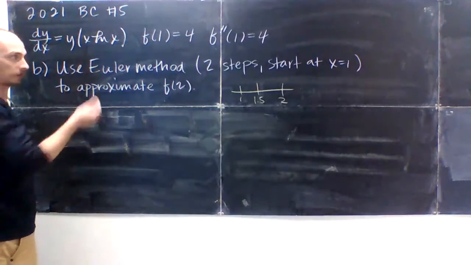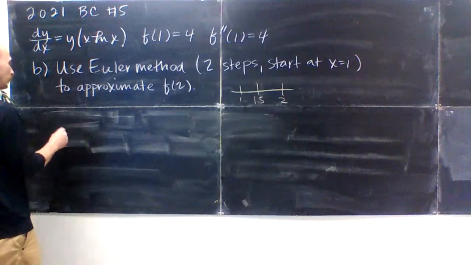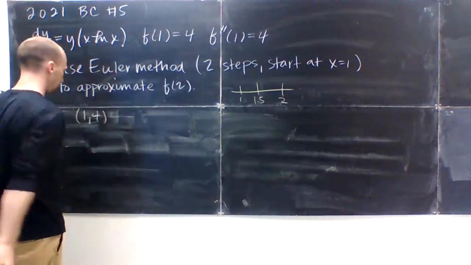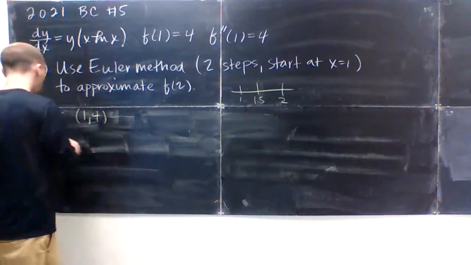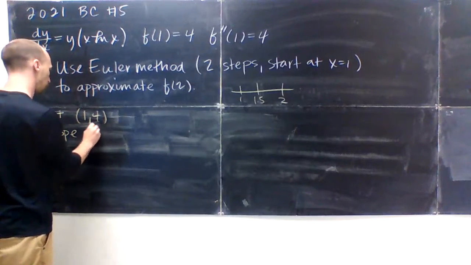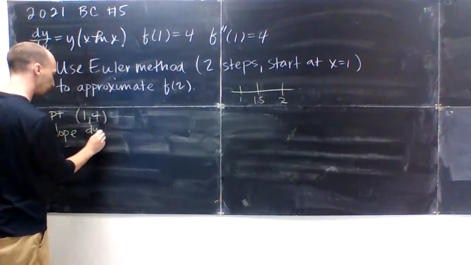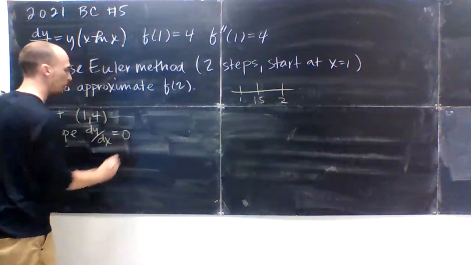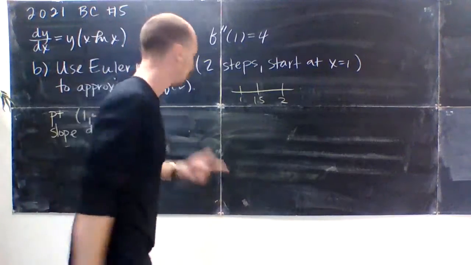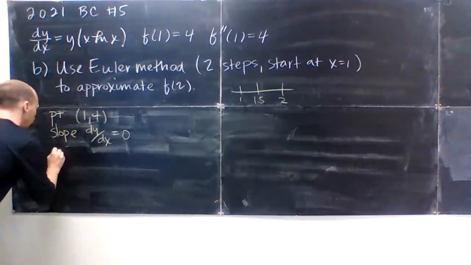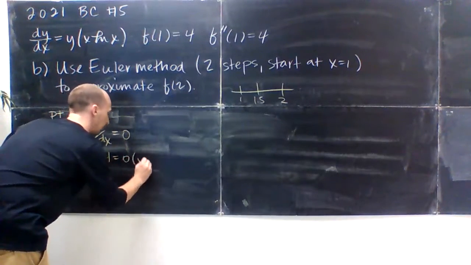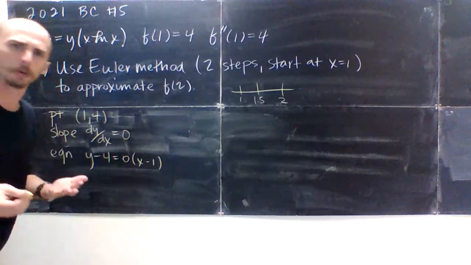So I need 2 tangent lines if I want 2 steps of Euler's method. For my first tangent line, I need a point, and that would be (1, 4), the point that they gave me: x equals 1, f of 1 equals 4. Slope is dy/dx. Well, I showed earlier that dy/dx was 0 because it was 4 times 1 times the log of 1, which is 0. Okay, so I've got a point and a slope. I need an equation. So y minus 4 is 0 times (x minus 1). It's a little weird, but we can deal with this.